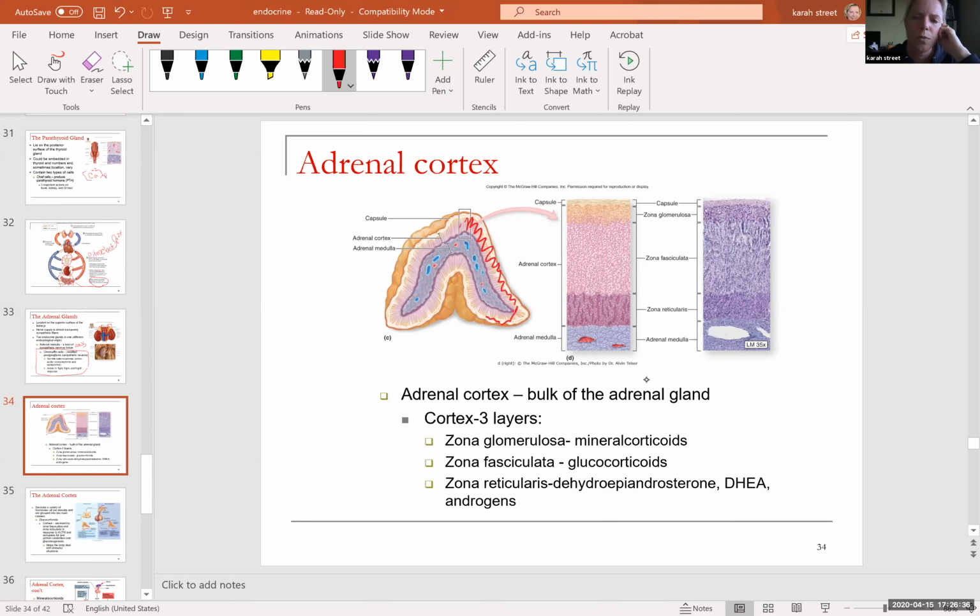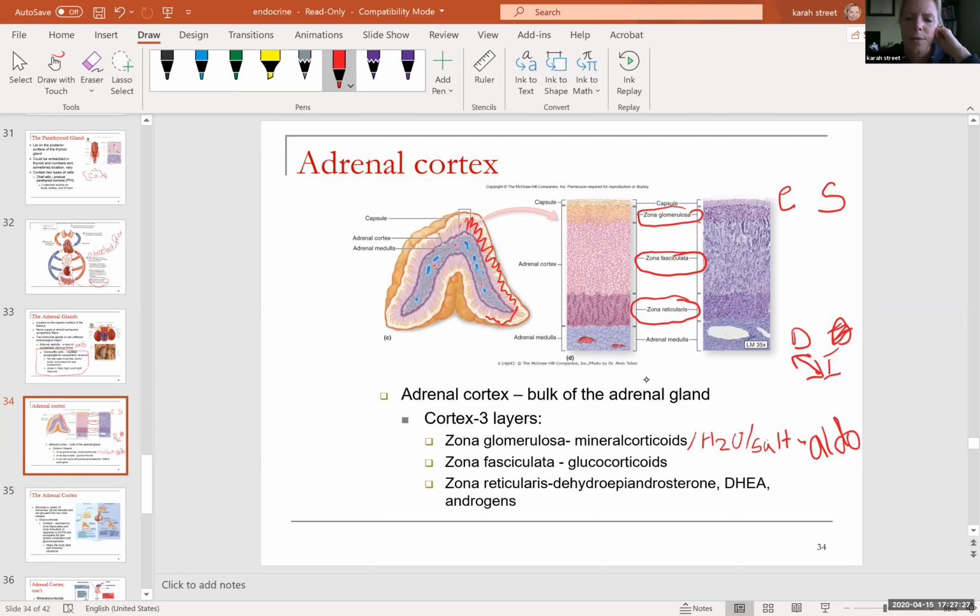And the outer layer has 3 zones going from external to deep, or another way of saying that is superficial to deep. Okay, so the outer layer is the zona glomerulosa, the middle layer is the zona fasciculata, and the most internal layer is the zona reticularis. The zona glomerulosa releases hormones that are going to regulate water and salt. We call them mineralocorticoids, and the best example of that is aldosterone.